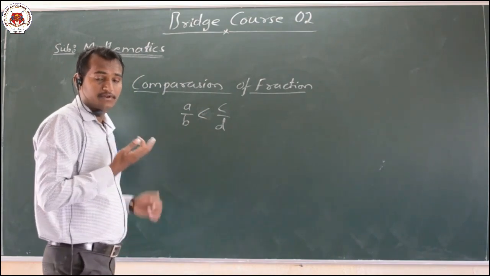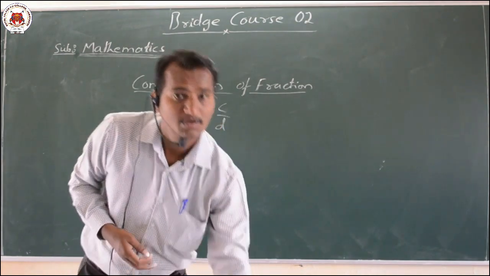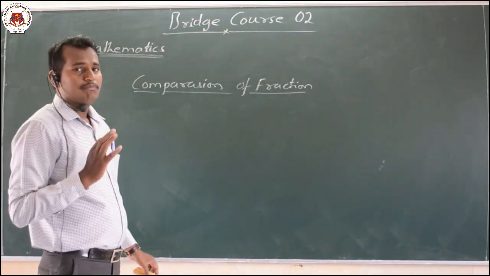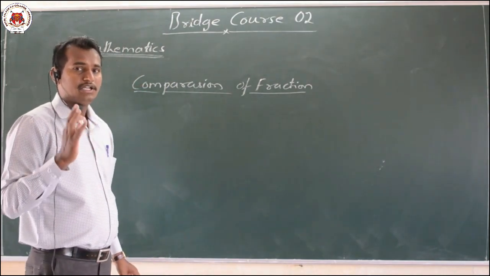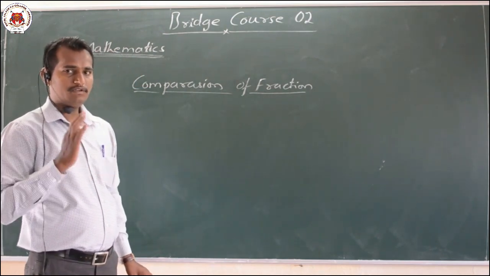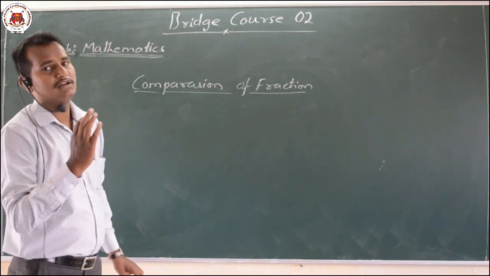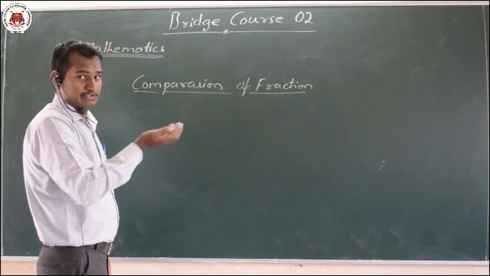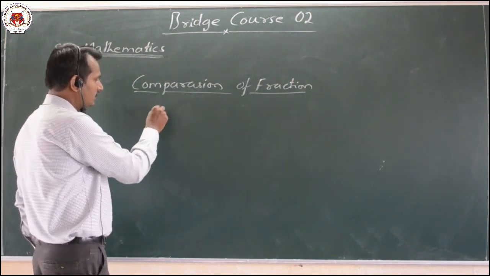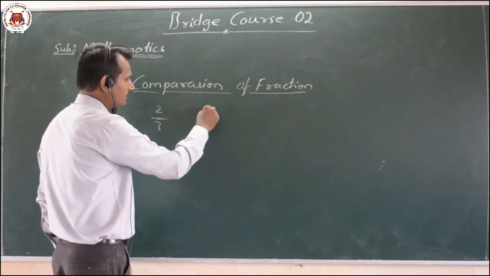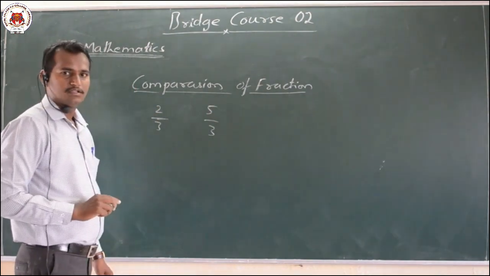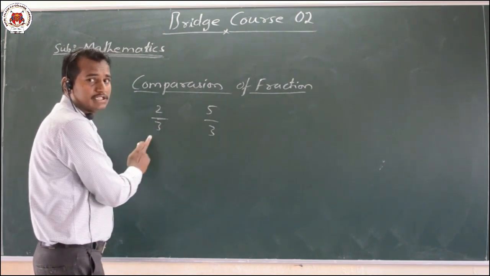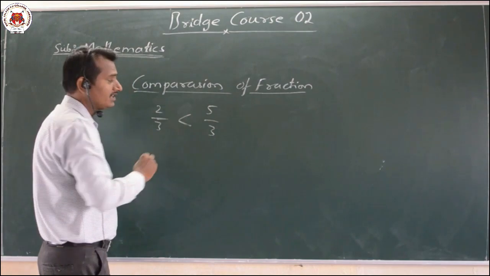Okay, for this particular thing we are discussing the topic called comparison of fractions. One more important thing: the denominator should be the same. Always the denominator should be the same, then only we can compare two fractions. For example, take 2 by 3 and 5 by 3. Here we can observe that the denominators are the same. Which one is larger here? The larger is 5 by 3.